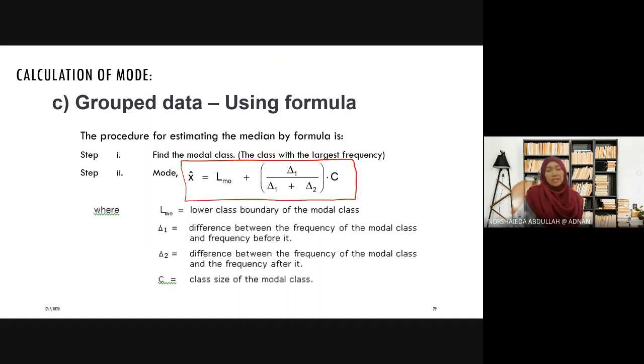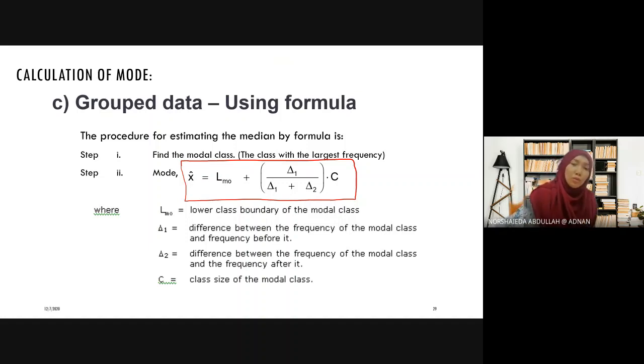We have a few classes in the grouped data, so we need to find which class is the modal class. To find the modal class is easy. We do not need the position. We just observe which class is the class with the highest frequency. The modal class, or the mode class, is the class with the highest frequency.